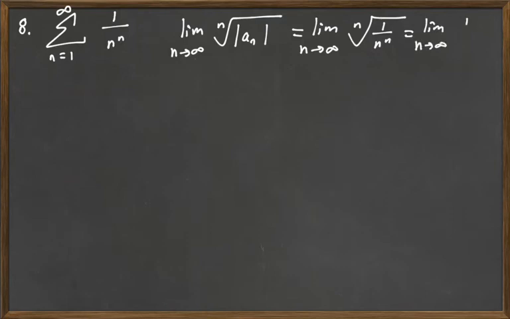This is equal to the limit as n goes to infinity. The nth root of 1 is 1, and the nth root and the nth power will undo each other. And so we just have 1 over n, and the limit as n goes to infinity of 1 over n is equal to 0. Okay, and that is less than 1. And so if the limit of the nth root of the absolute value of a sub n is less than 1, then the root test says this converges absolutely by the root test.